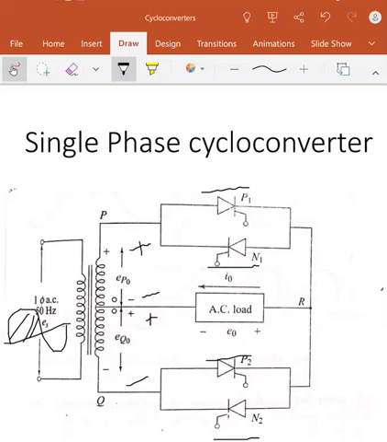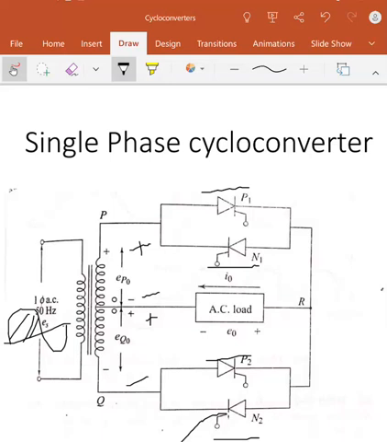Now we can have two output voltages: either a negative voltage or a positive voltage. If we want a positive voltage, we turn on P1 by giving the gate supply. If we want the negative voltage, at the same instant we don't give the gate supply to P1, but instead give the gate supply to N2, so that negative voltage is applied across the load. Using this we can get alternate positive and negative half cycles.